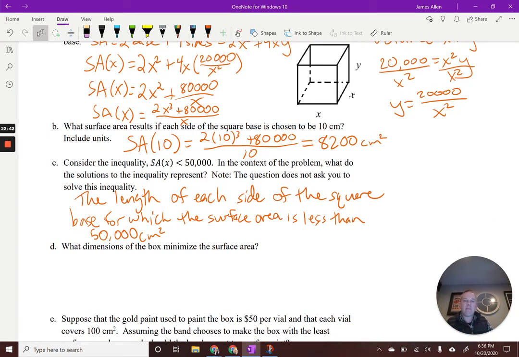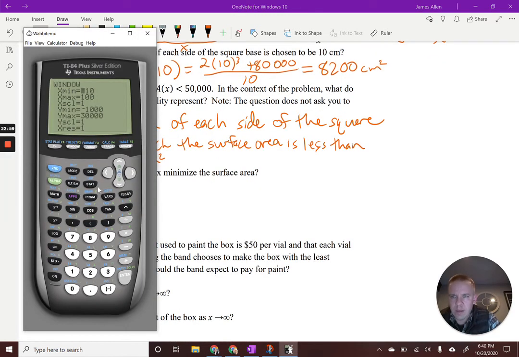All right. What dimensions of the box minimize the surface area? So now we want to actually minimize the surface area here. To save a little bit of time, I was going to draw a sketch of the graph, since we've done a few of these here. Actually, you know what? Let's get in that TI-84.